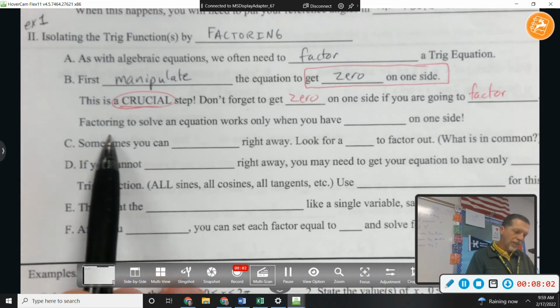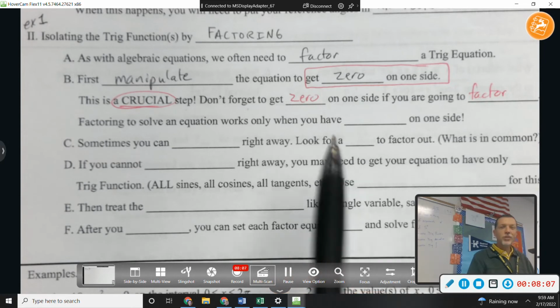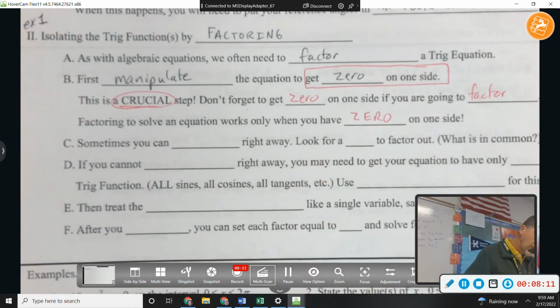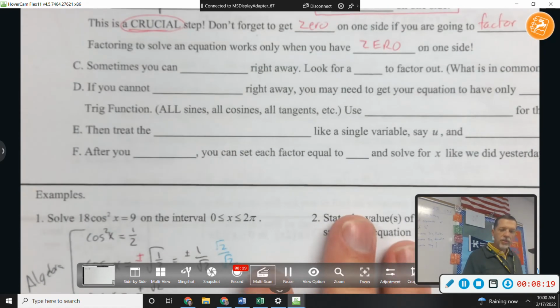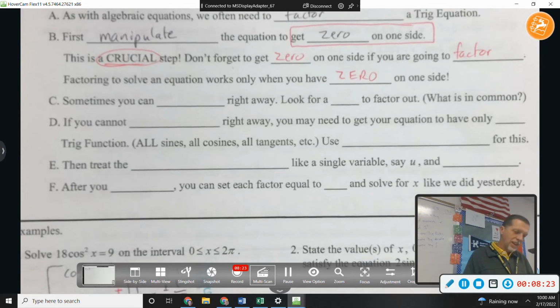Speaking of repetitive, factoring to solve an equation works only when you have 0 on one side. Let me try to say the same thing three different ways so that we recognize its importance. And again, that's why I did the warm-ups, but nobody fell for it. So hopefully that repetitiveness is unnecessary.